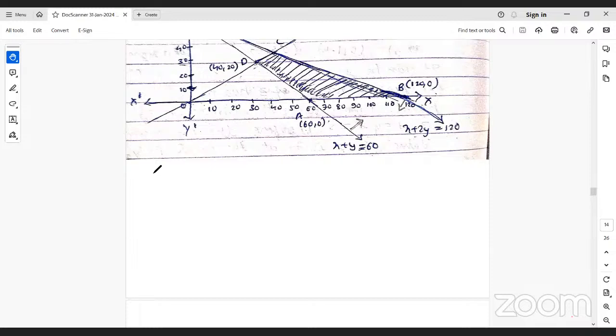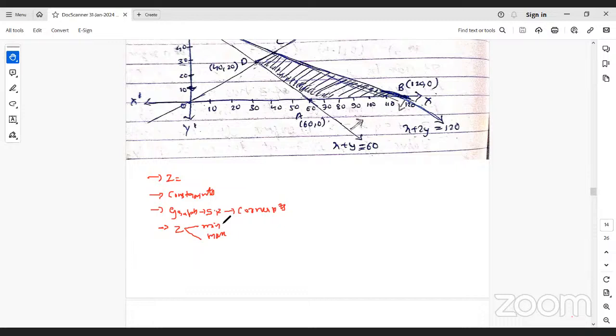Okay, so same steps. The objective function z will be given, and then the constraints will be given to us. We will plot the constraints on the graph and find the solution region, and after that we find the corner points. In the last step, we substitute these corner points in z and find the minimum or maximum value of the given objective function.